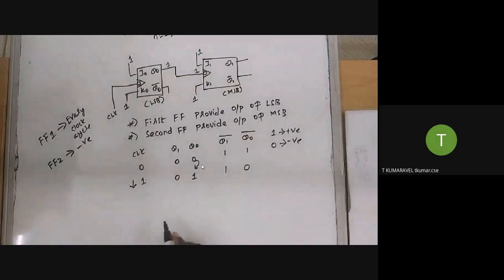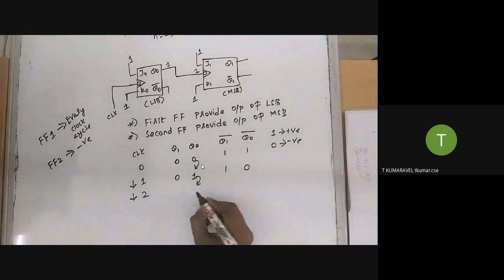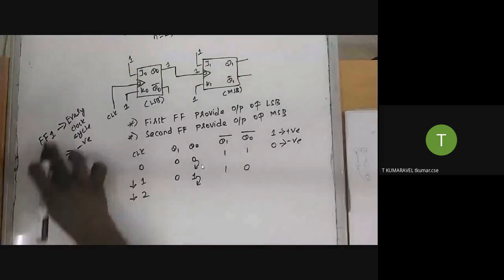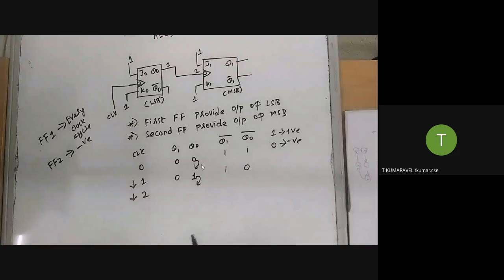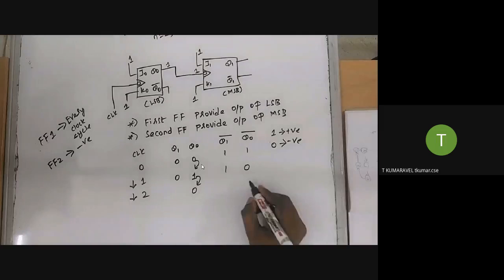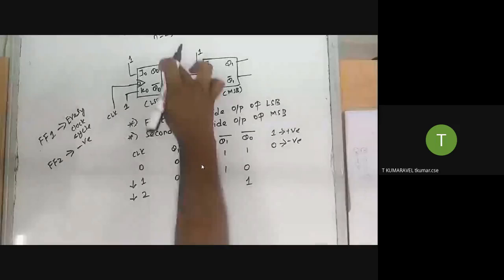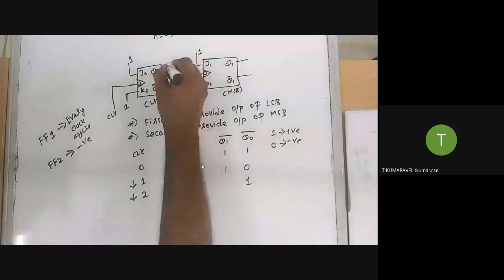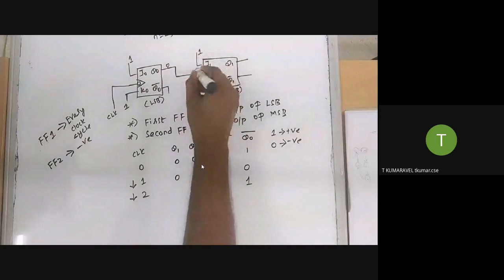Next, I'm going to provide the clock pulse as 2, the second clock pulse. What is the previous state? Already I said the first flip flop performs some operation on every clock pulse. The previous value was 1, so now the value equals 0. What is the complement? This is a 1. So now the output is 0, and this is the input for the next flip flop.